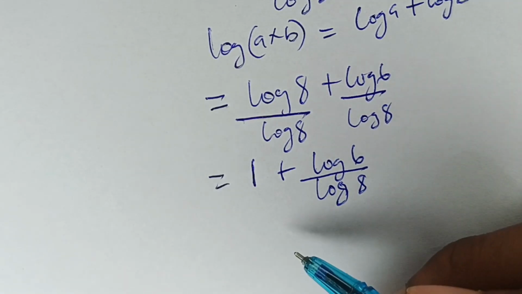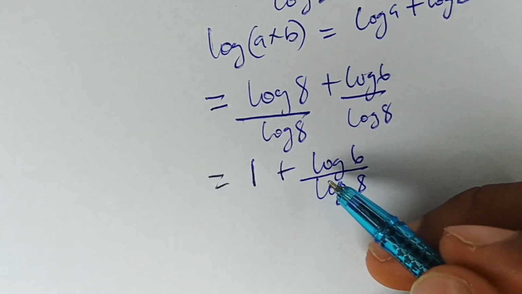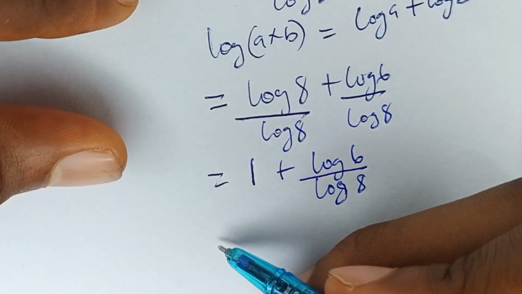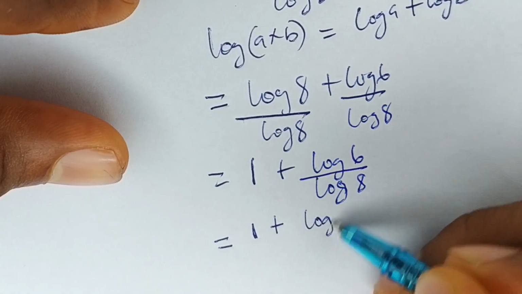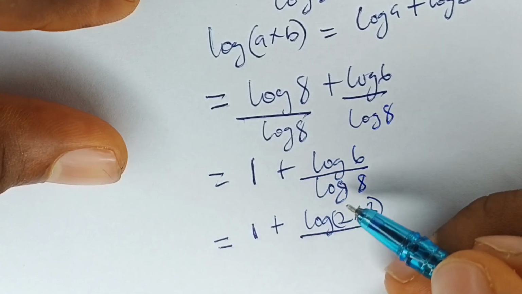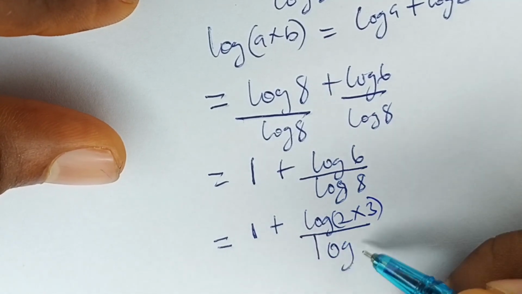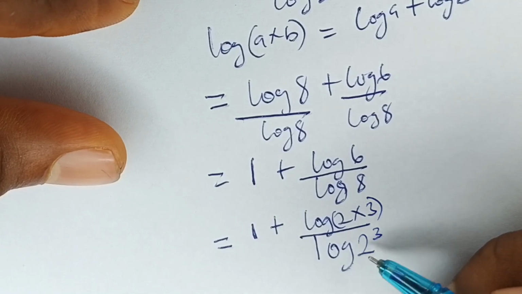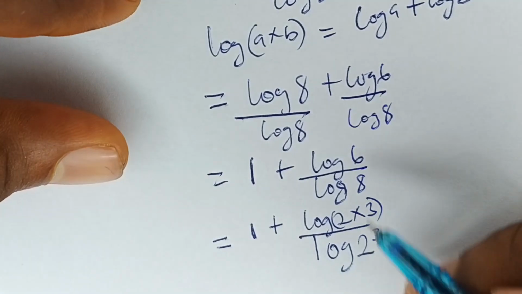Okay, now log of 6 is same thing as log of 2 times 3. Okay, so this becomes equal to 1 plus log of 2 times 3. Okay, over, now 8 is same thing as 2 raised to power 3, so this is log of 2 raised to power 3. Okay, so 8 is the same thing as 2 raised to power 3.